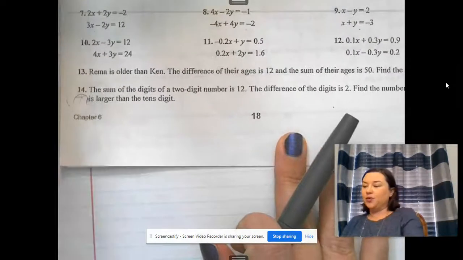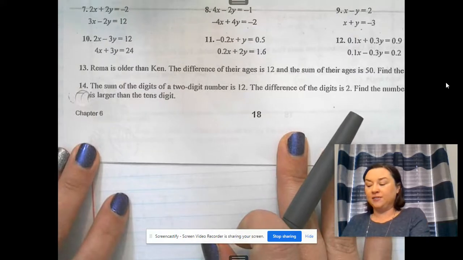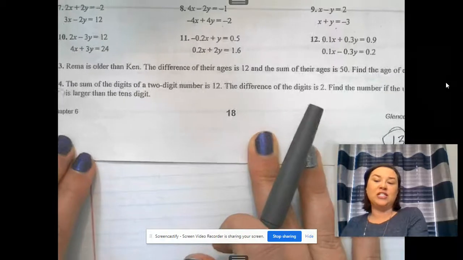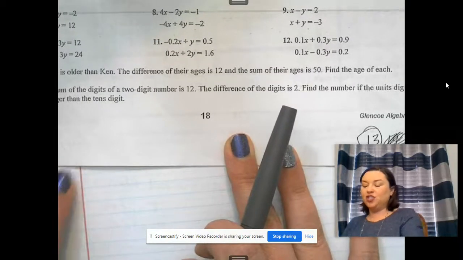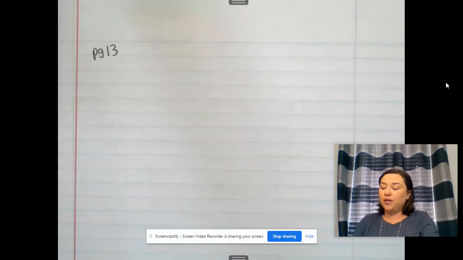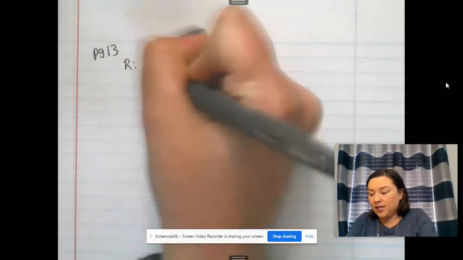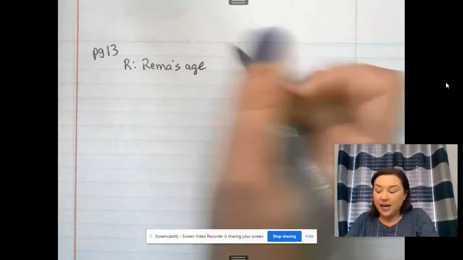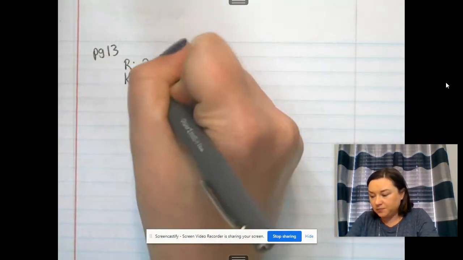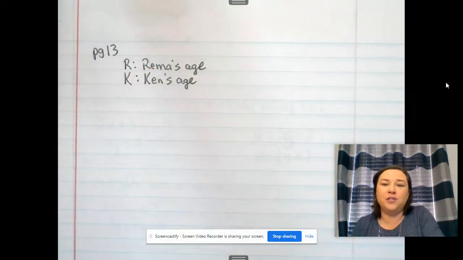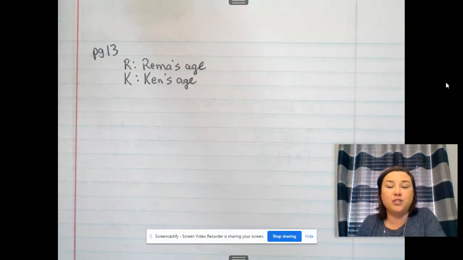It says, Rima is older than Ken. The difference of their ages is 12, and the sum of their ages is 50. Find the age of each. So anytime you're doing a word problem, the first thing you want to do is define your variables. So I'm going to say R is Rima's age, and K is Ken's age. This just lets the teacher, yourself, anyone looking at this know what you meant each variable to be.